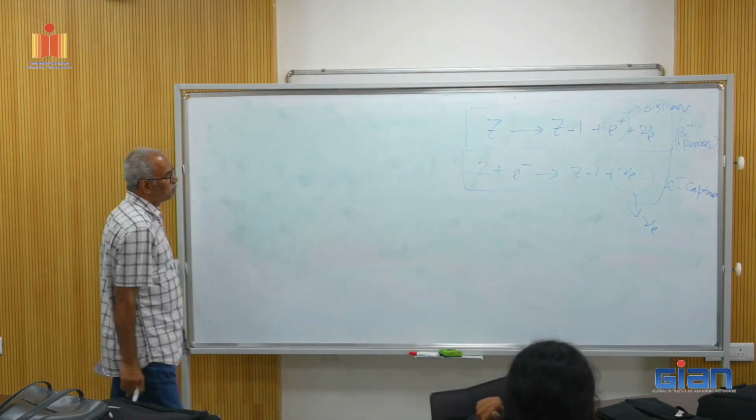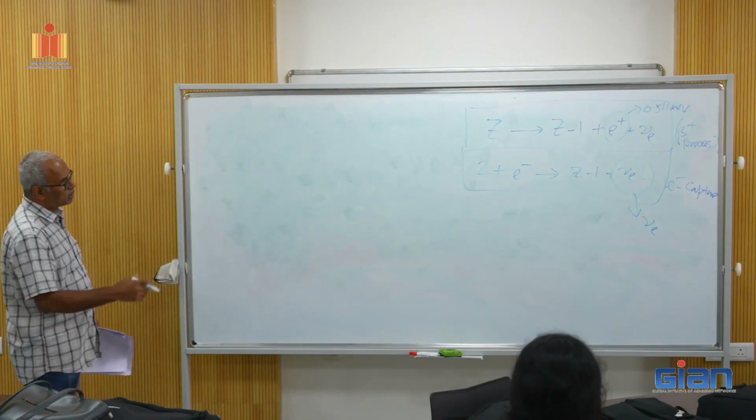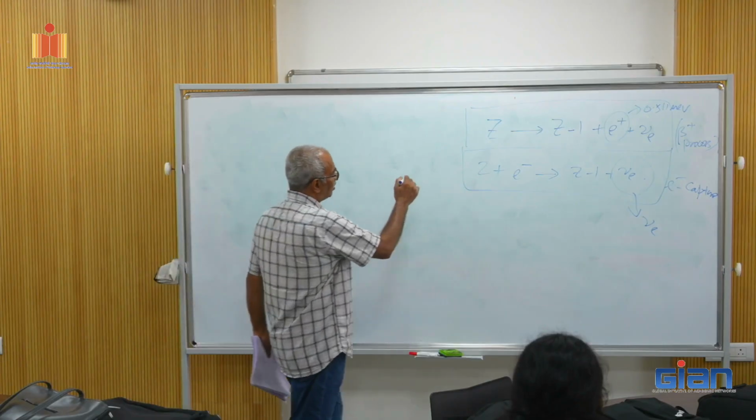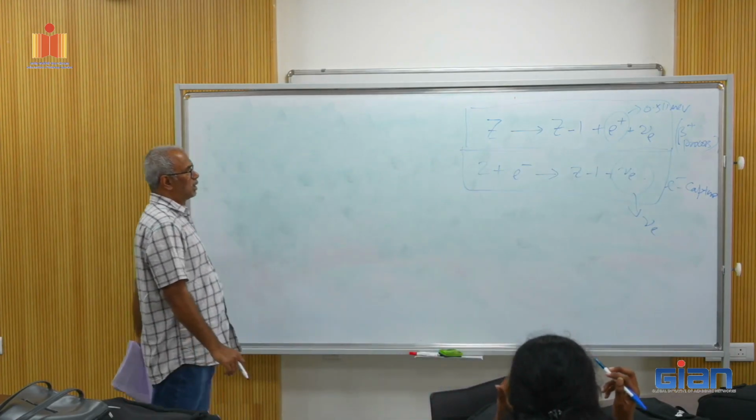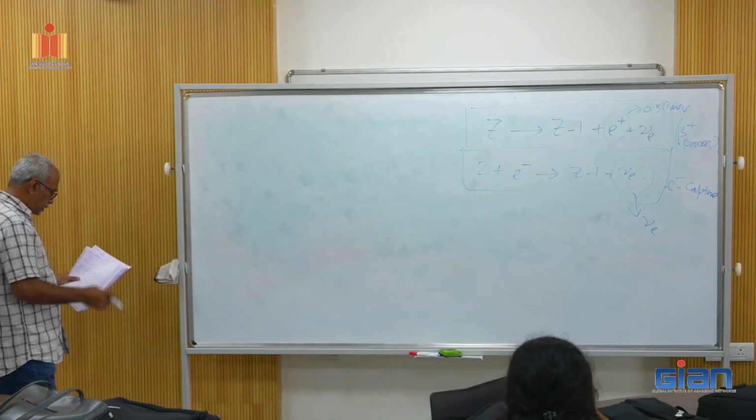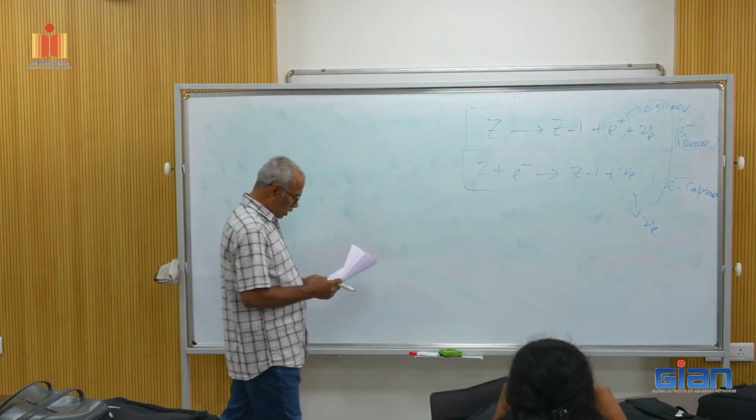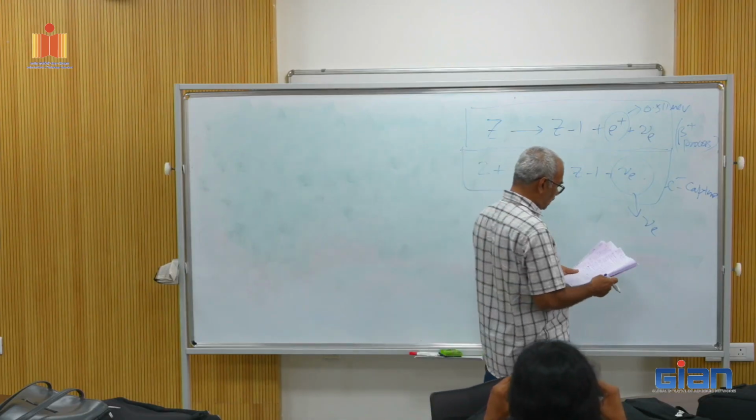We'll learn a little bit more about the beta minus process later on, but they are competing with each other. If the emission energy is more than 0.51 MeV, then there is a possibility of beta plus emission, or otherwise it will be just an electron capture.